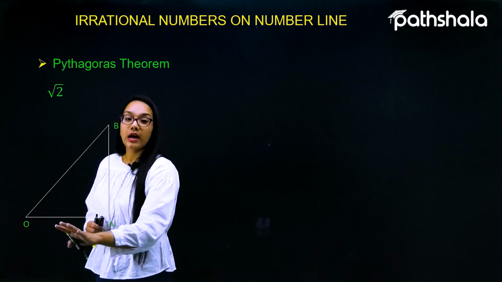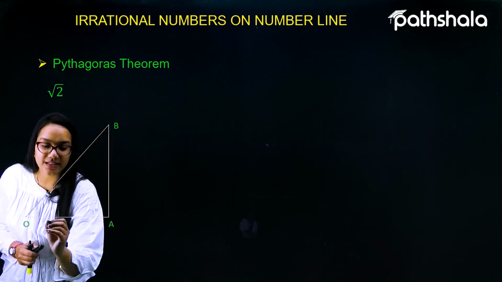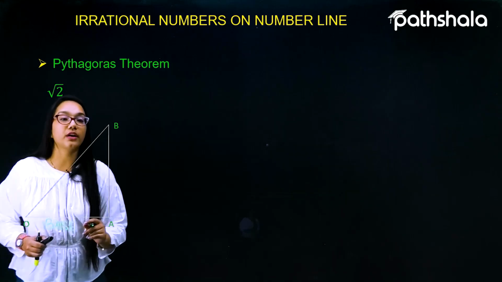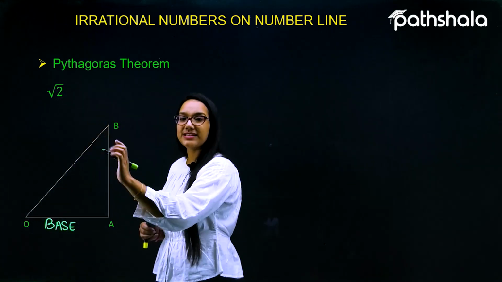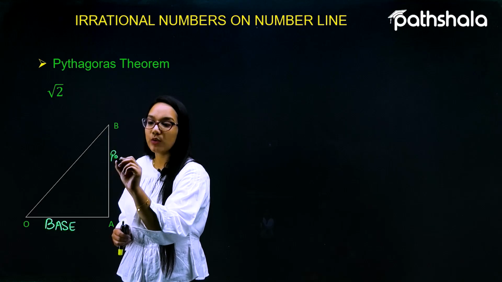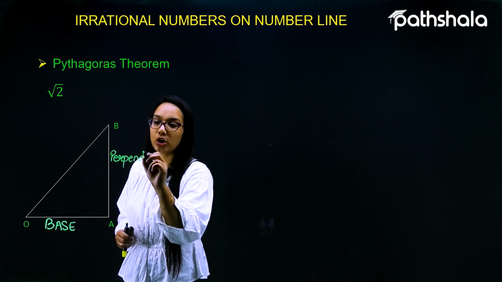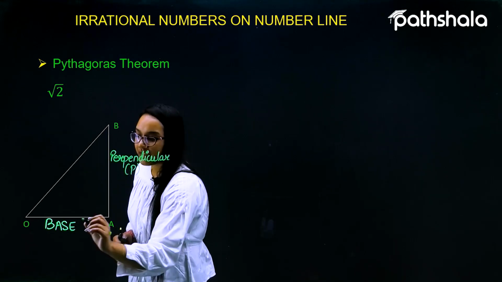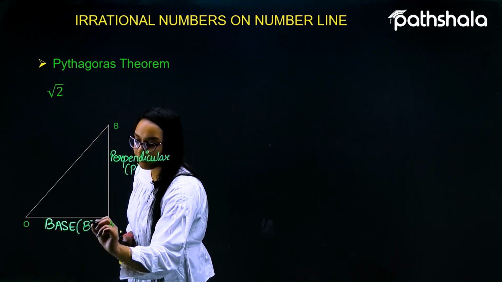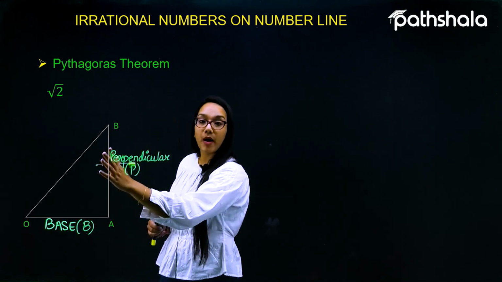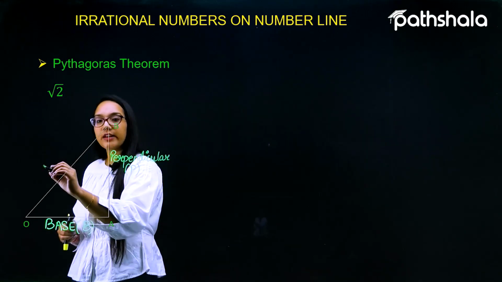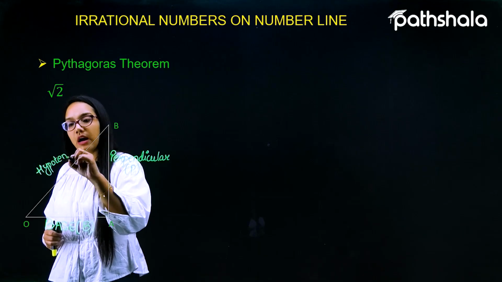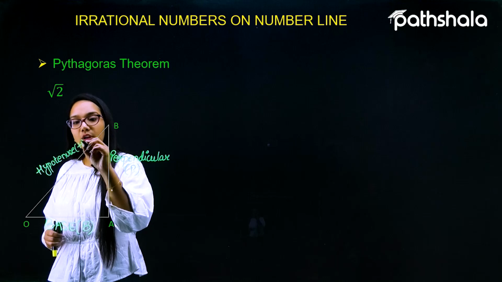So let's suppose this is called the base of this particular triangle, and this AB is called the perpendicular. We can represent the perpendicular as a capital P, and the base as a capital B. And let us suppose I'm talking about this particular OB. Let us suppose this is my hypotenuse, and we are representing it by capital H.